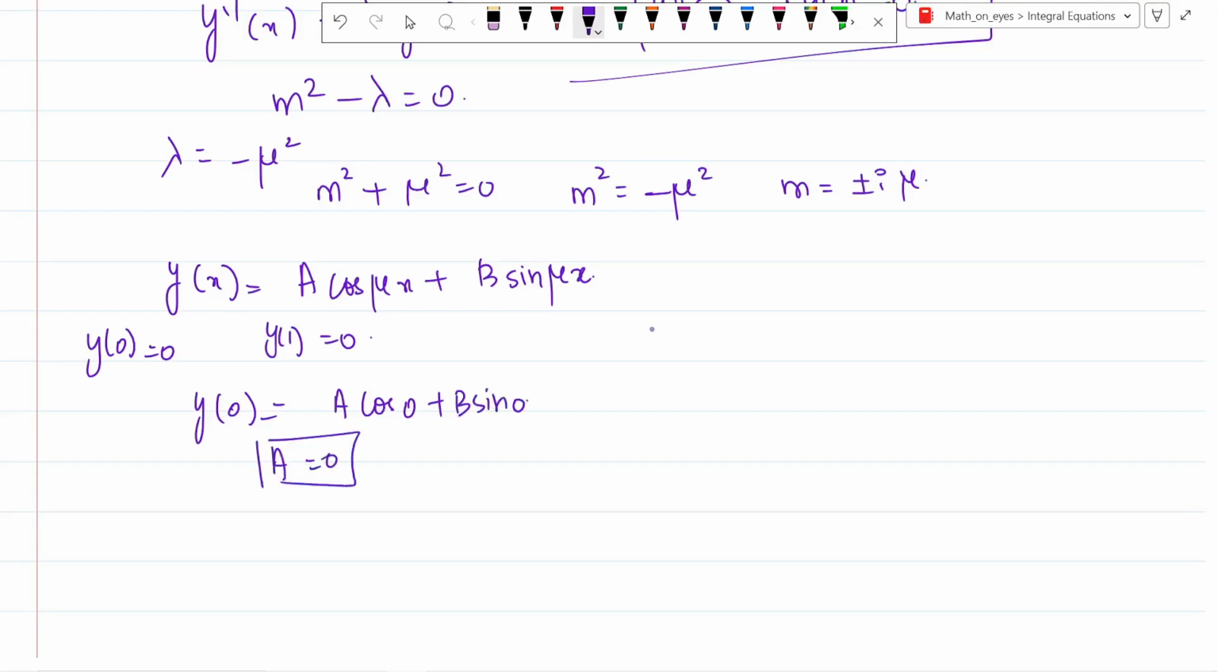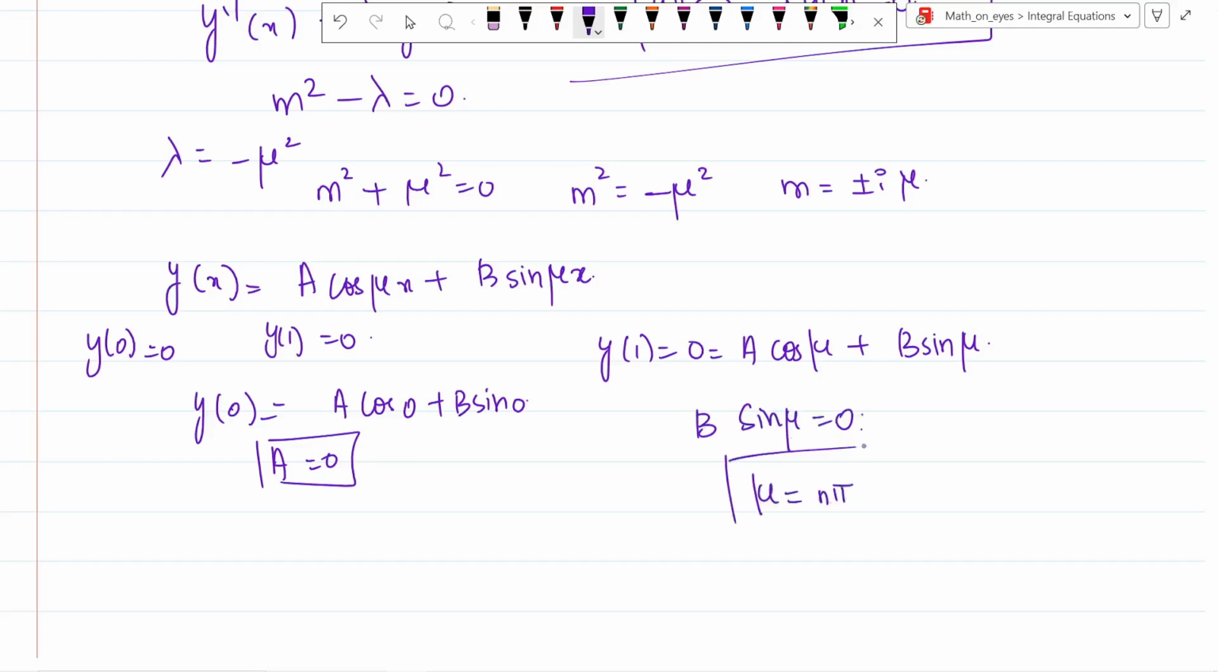Next is y of 1 is equal to 0. If I substitute 1 here, y of 1 is equal to 0: a cos mu plus b sin mu. As we know, a is equal to 0, this part will vanish. So the only leftover thing is b sin mu, which is equal to 0. So sin mu is equal to 0 means mu should be n pi, right? Mu should be n pi.